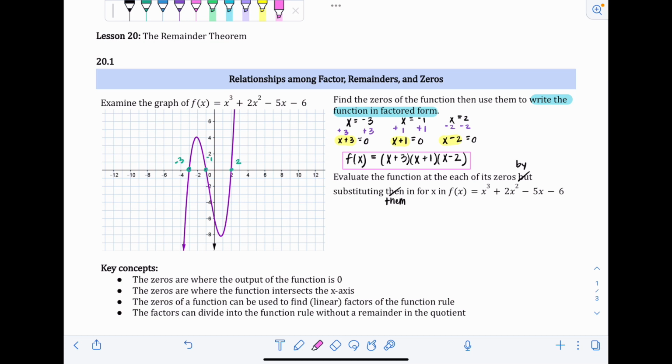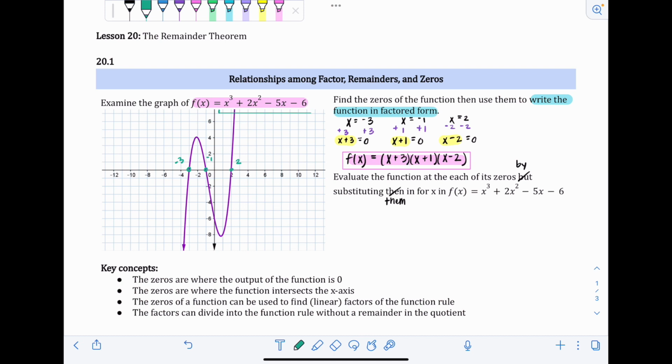Now that we see f of x in factored form, x plus 3 times x plus 1 times x minus 2, if those are the factors, that means the original polynomial f of x equals x cubed plus 2x squared minus 5x minus 6 is technically divisible by each of those factors. What that means is, if I were to take this original function and set up long division or synthetic division like we learned about in lesson 19 and divide by any one of these 3 factors, I should get no remainder. Because if something is divisible by something else, it should divide perfectly with no remainder.